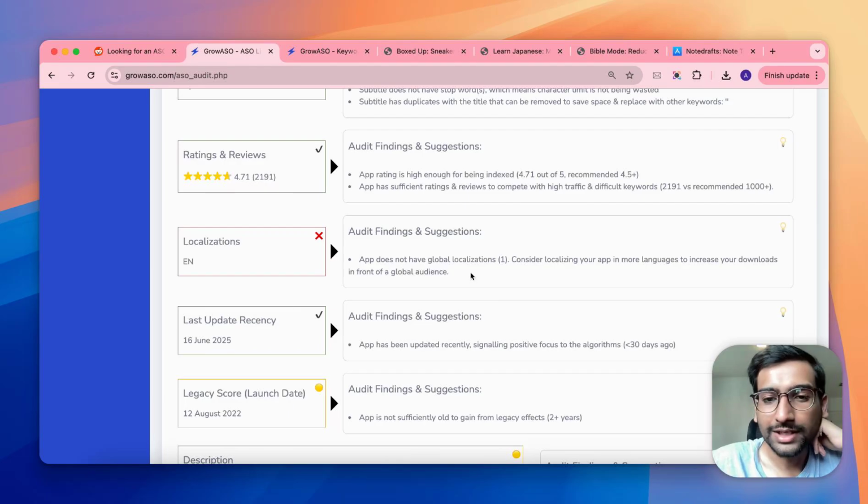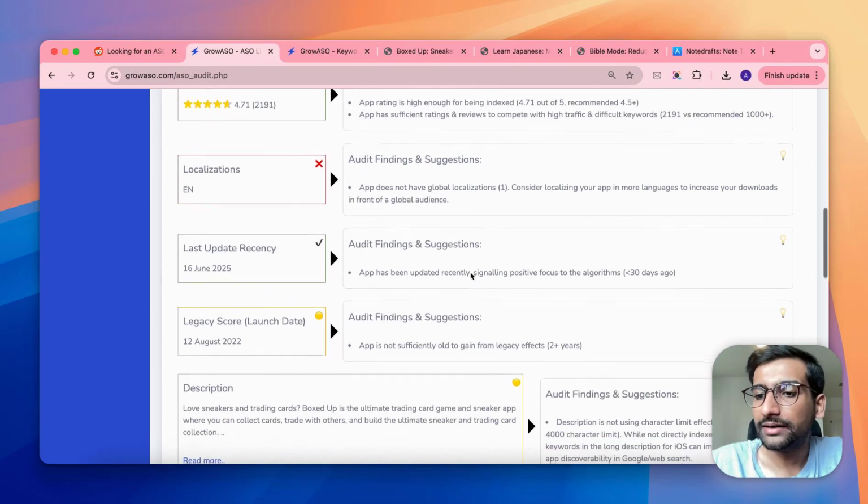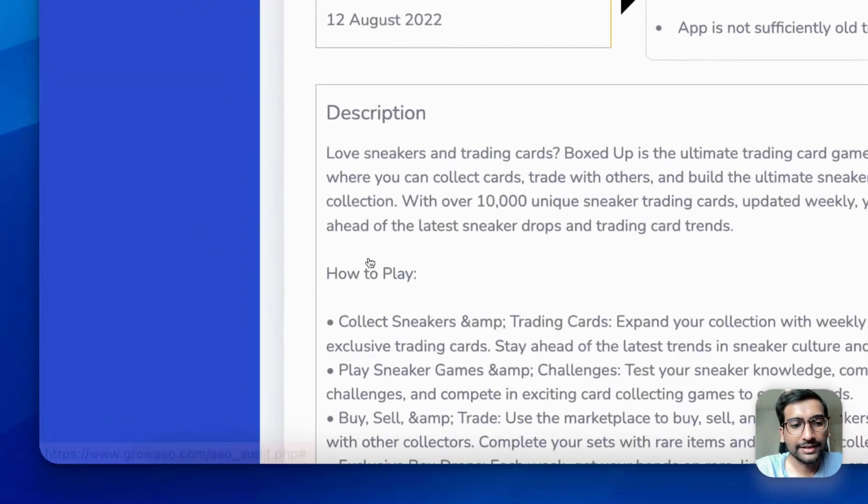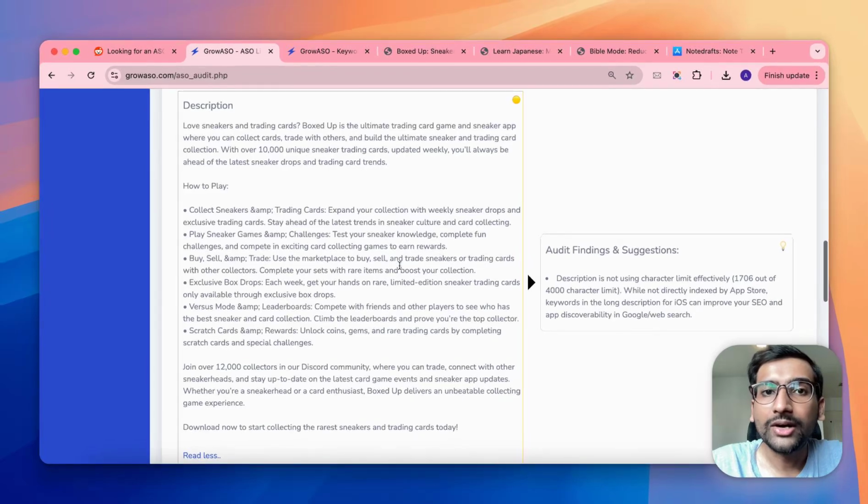Again, the same issue though. There are no localizations. So if you want to target a global audience and grow the app downloads, localizations can be a really important tool for you. So consider localizing your app. And again, the same thing that I found in the previous app: the description is short and to the point, but it will find it harder to appear in Google and in LLMs if this is not properly optimized. So consider creating a description which is well optimized.